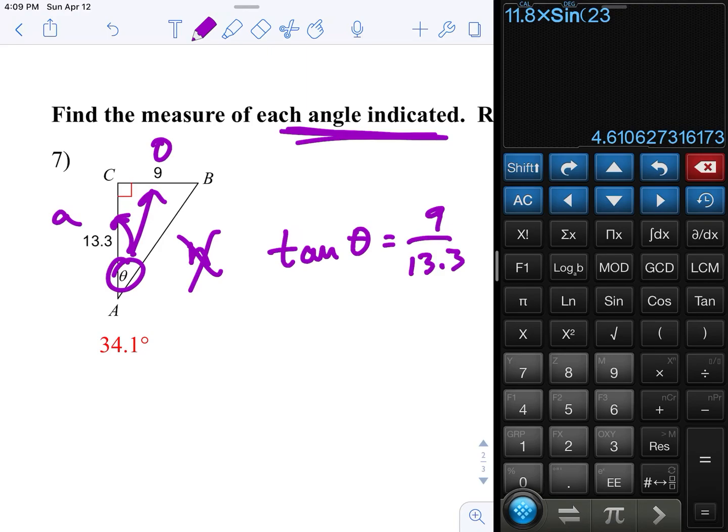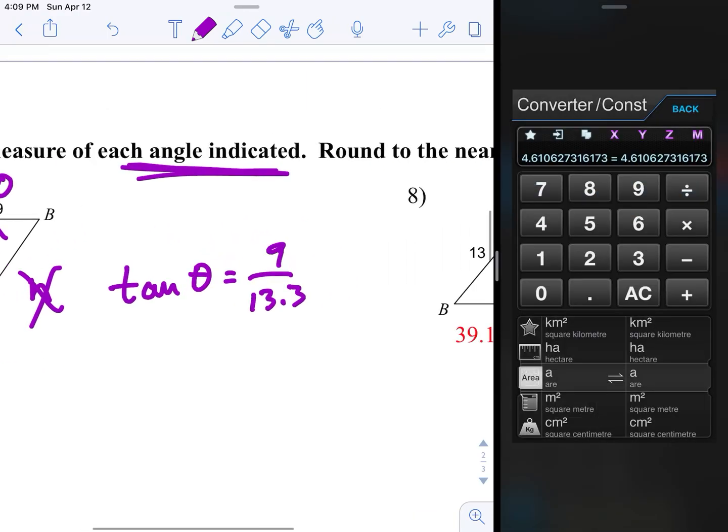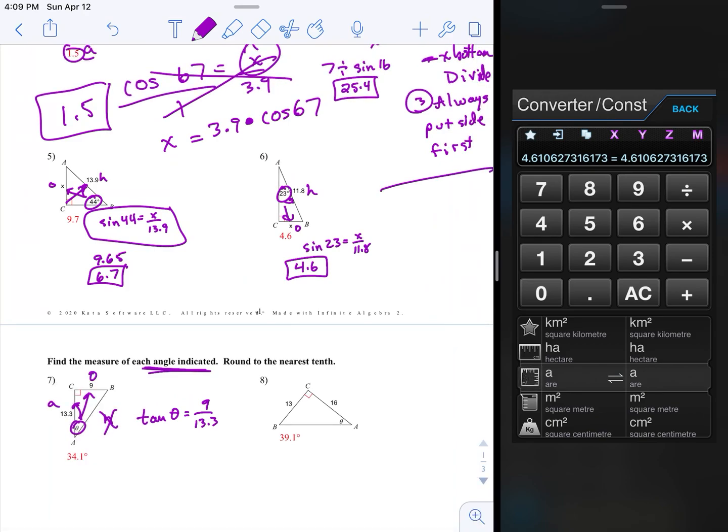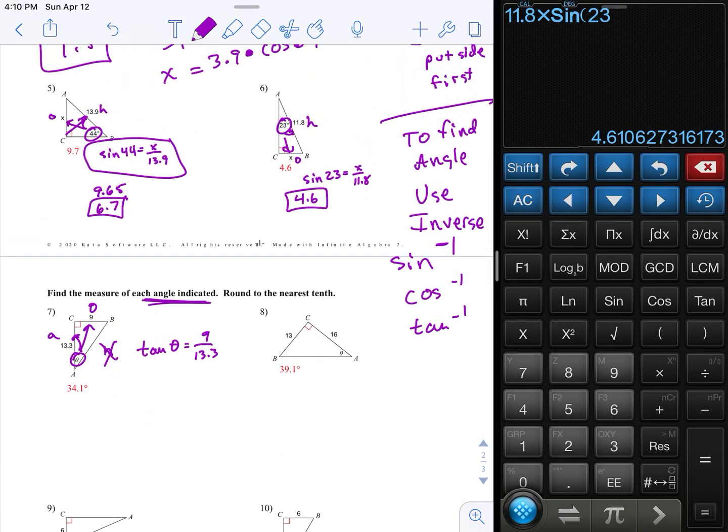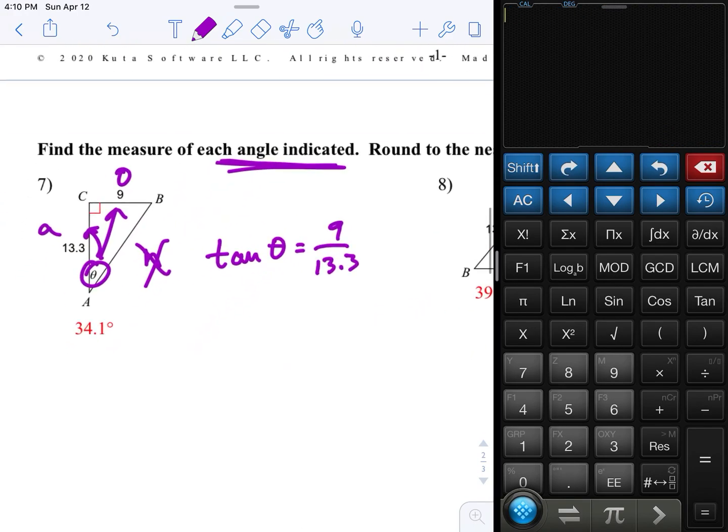Now, here's some instructions. To find the angle, use inverse. What that means is sine -1, cosine -1, tangent -1. It's just a calculator button. It's not like hard work or anything. If you look at my calculator, if you hit shift, look at the 3 buttons: sine -1, cosine -1, tangent -1. We're going to practice that in a second.